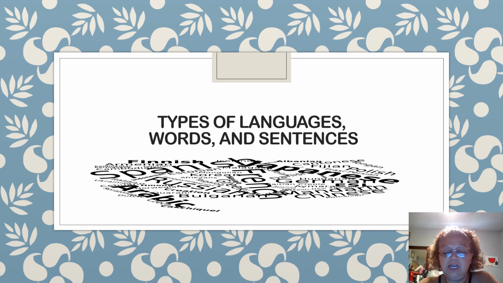You have agglutinative or polysynthetic. An agglutinative is a combination of many morphemes, where polysynthetic is a word that starts at the base and eventually you add more affixes to it.